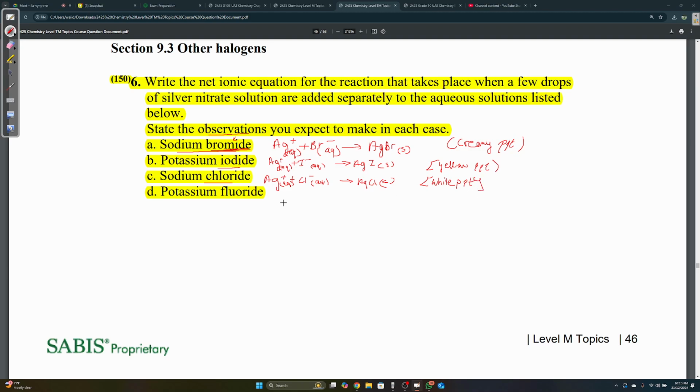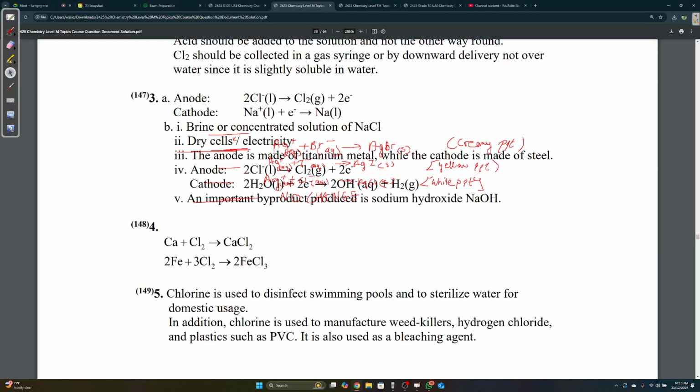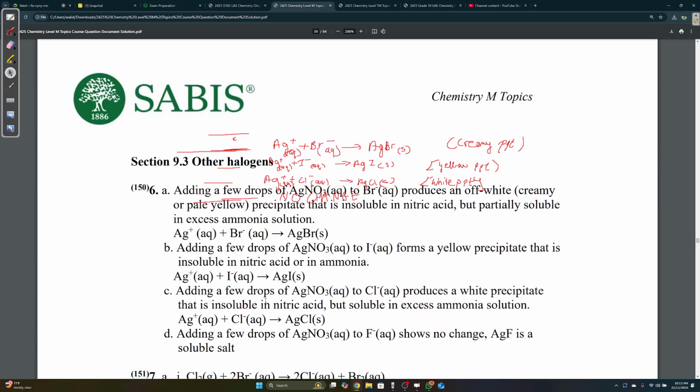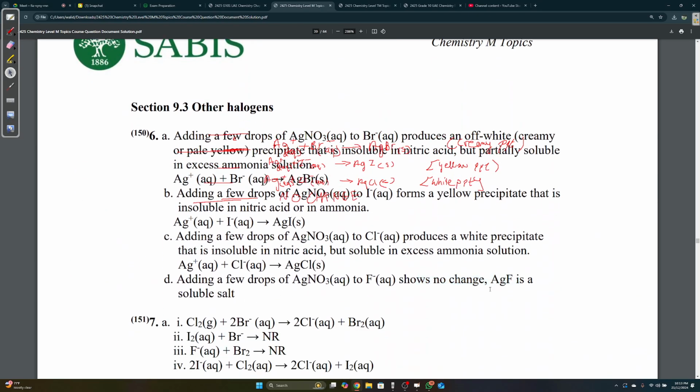Potassium fluoride. Did we say anything about fluorine? No, right? So no change, right? Let's see. Question 6. No change. You produce AgF, which is just soluble. Okay.